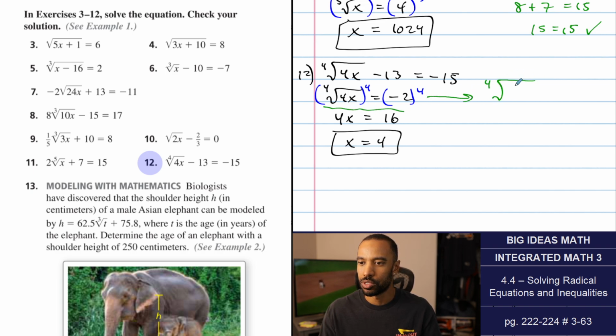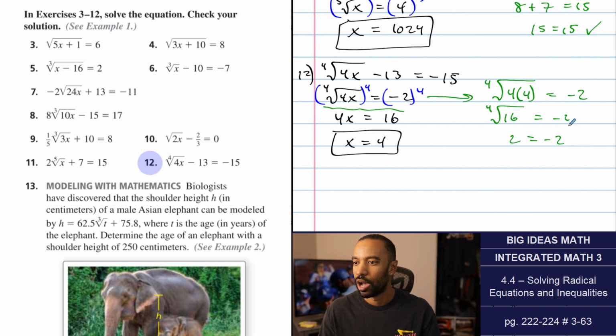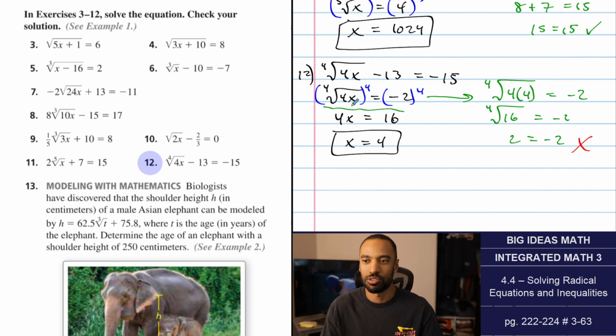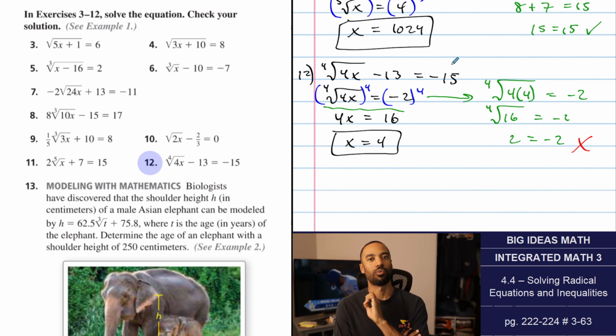The 4th root of 4 times 4, the solution, equals negative 2. 4 times 4 is 16, and the 4th root of 16 is 2. 2 equals negative 2? Uh-oh. That doesn't work. Should I check the original and see if that works? No. Something went wrong this time.